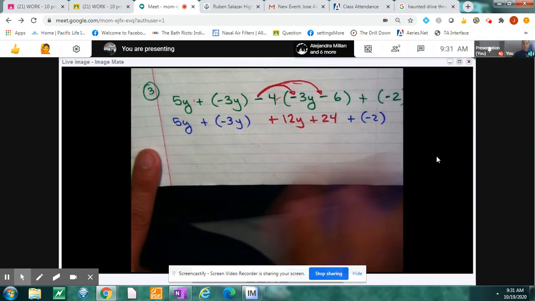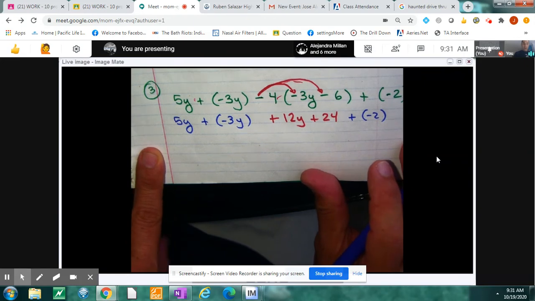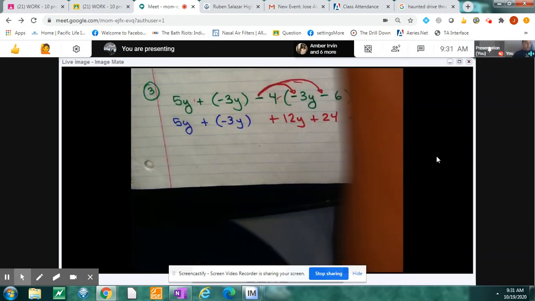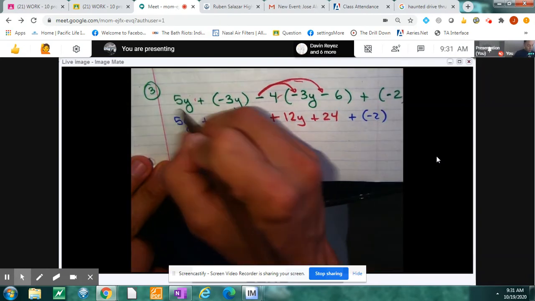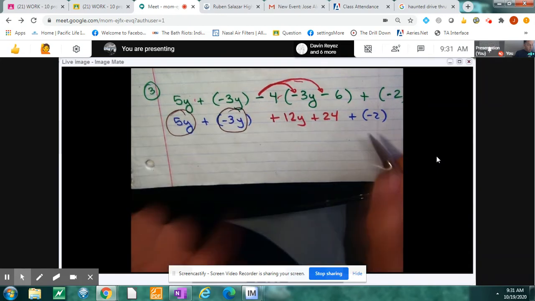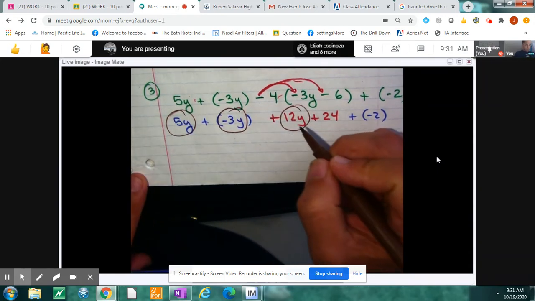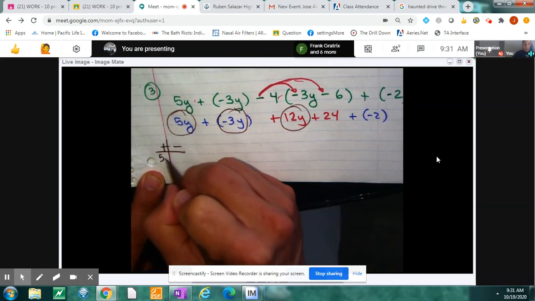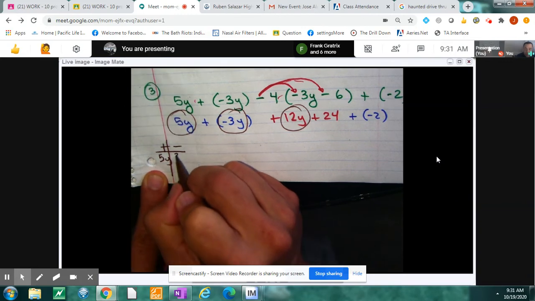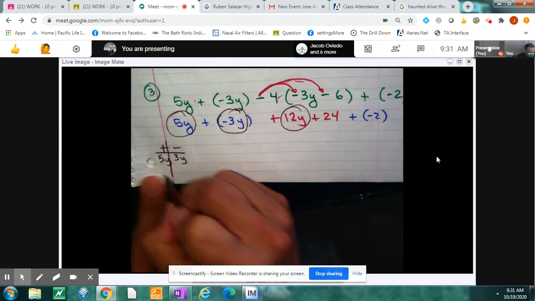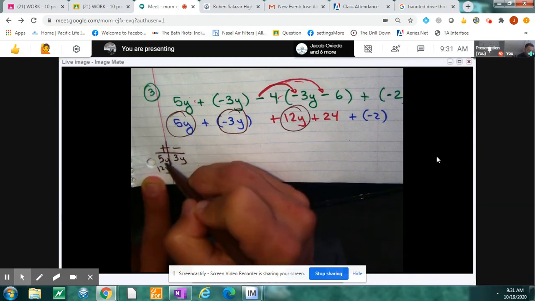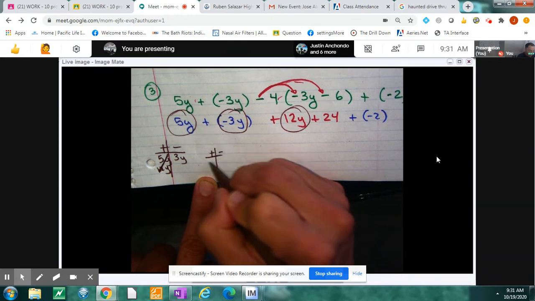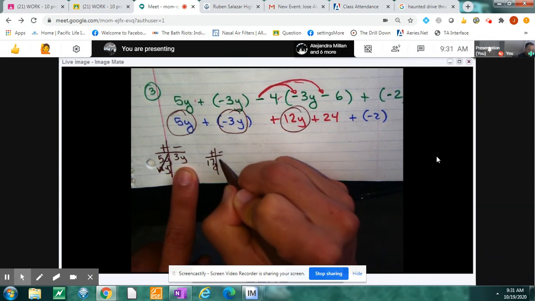So now go ahead and combine like terms. So what do we combine? All the y's. So we got 5y, -3y, 12y. So I'm going to go ahead and do a t-chart. So 5y is in the positive. 3y is in the negative. 12y is in the positive. So here in the positive, I have actually 17 y's. And then still 3 y's.